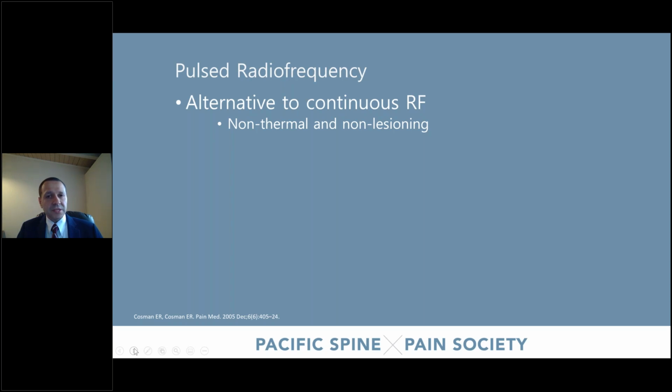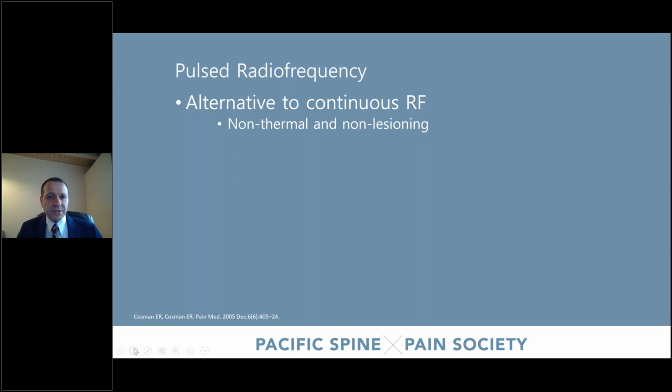Pulse radiofrequency is the last topic that I want to touch upon tonight. And the reason that I'm just touching upon that, and I'm not giving a full lecture about it, is that unfortunately a lot of payers are not super excited about this technique. The most important thing to notice and understand is that pulse radiofrequency is not an ablation technique. It is not lesioning, it is not thermal. It is a neuromodulation technique.